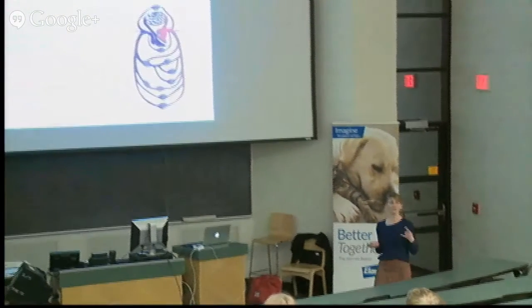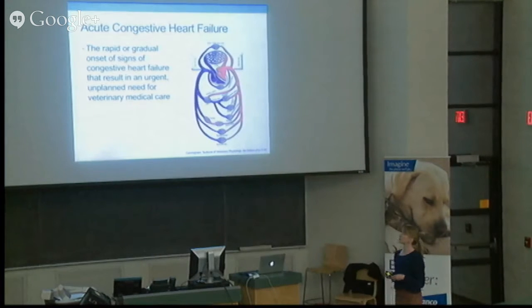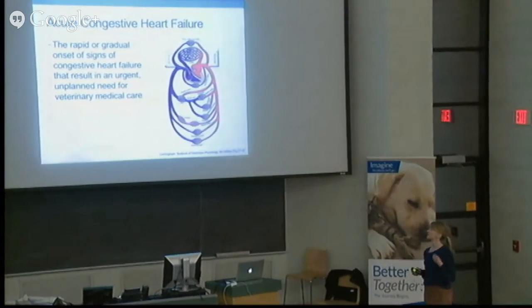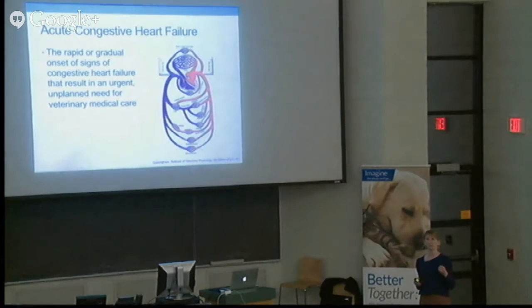So acute congestive heart failure, I think, can be defined as the rapid or gradual onset of signs of congestive heart failure that result in an urgent or unplanned need for veterinary medical care. That's what we're talking about. Those are the patients that we're talking about.